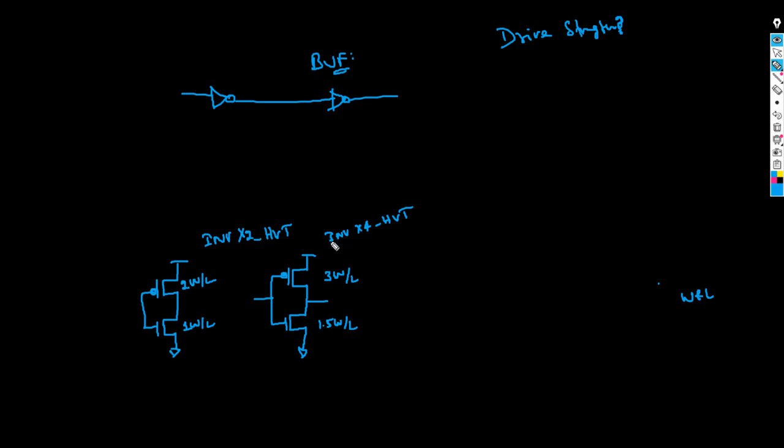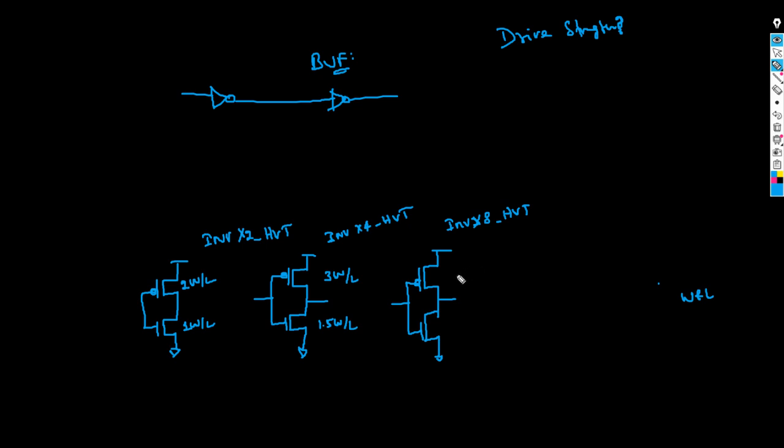So X2, and then this is X4. Now this is going to be inverter X8 underscore HVT, for example.